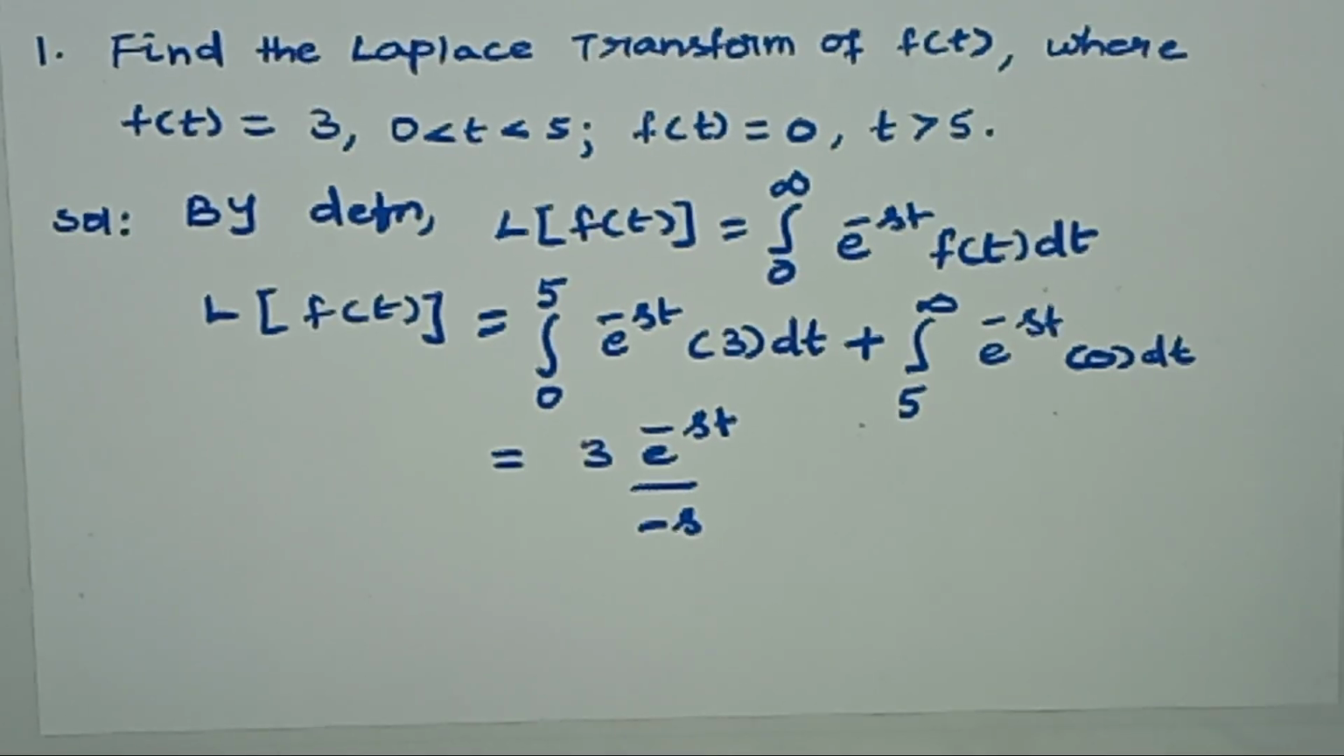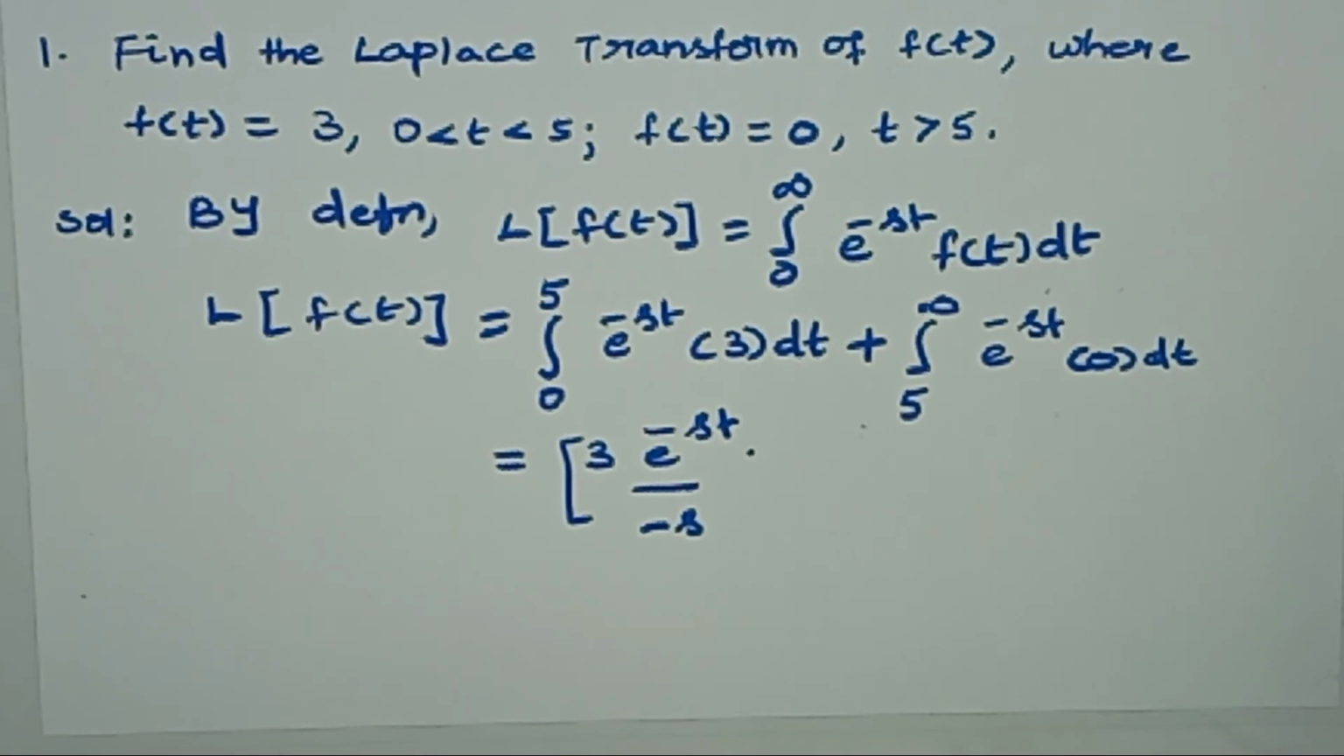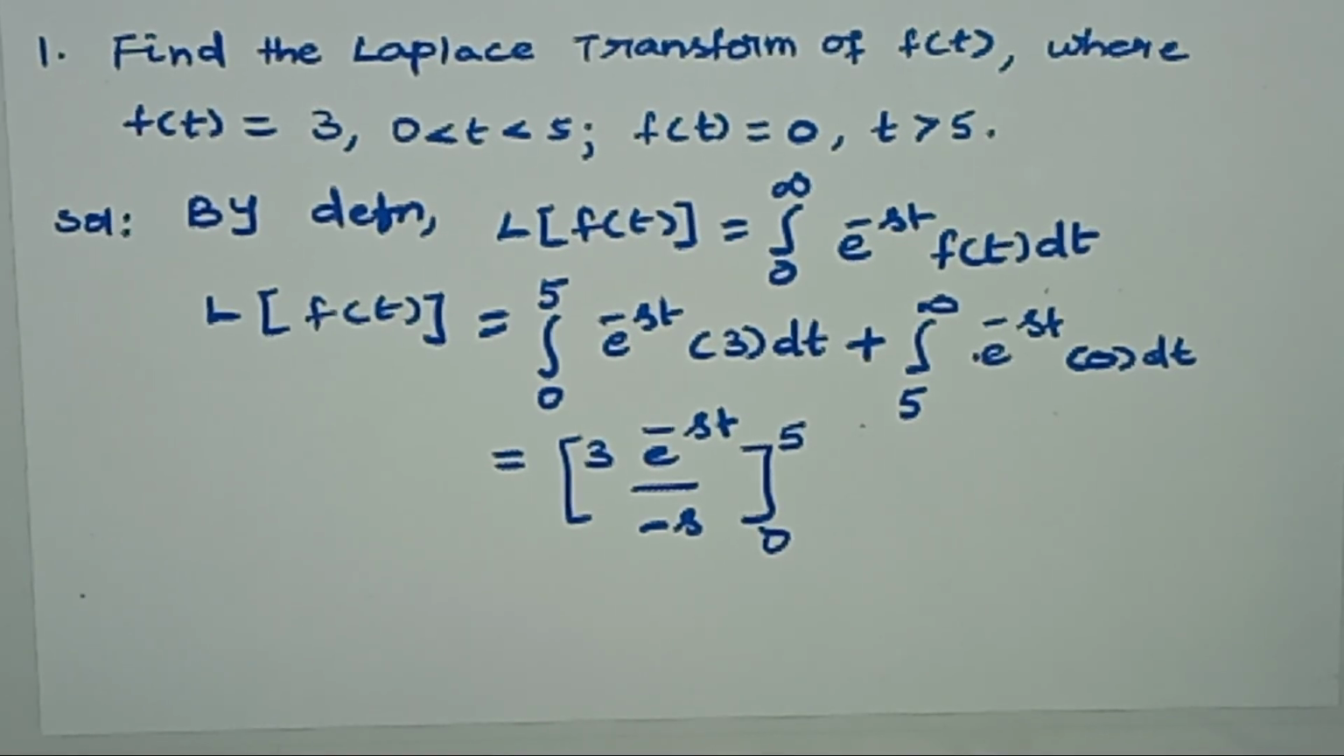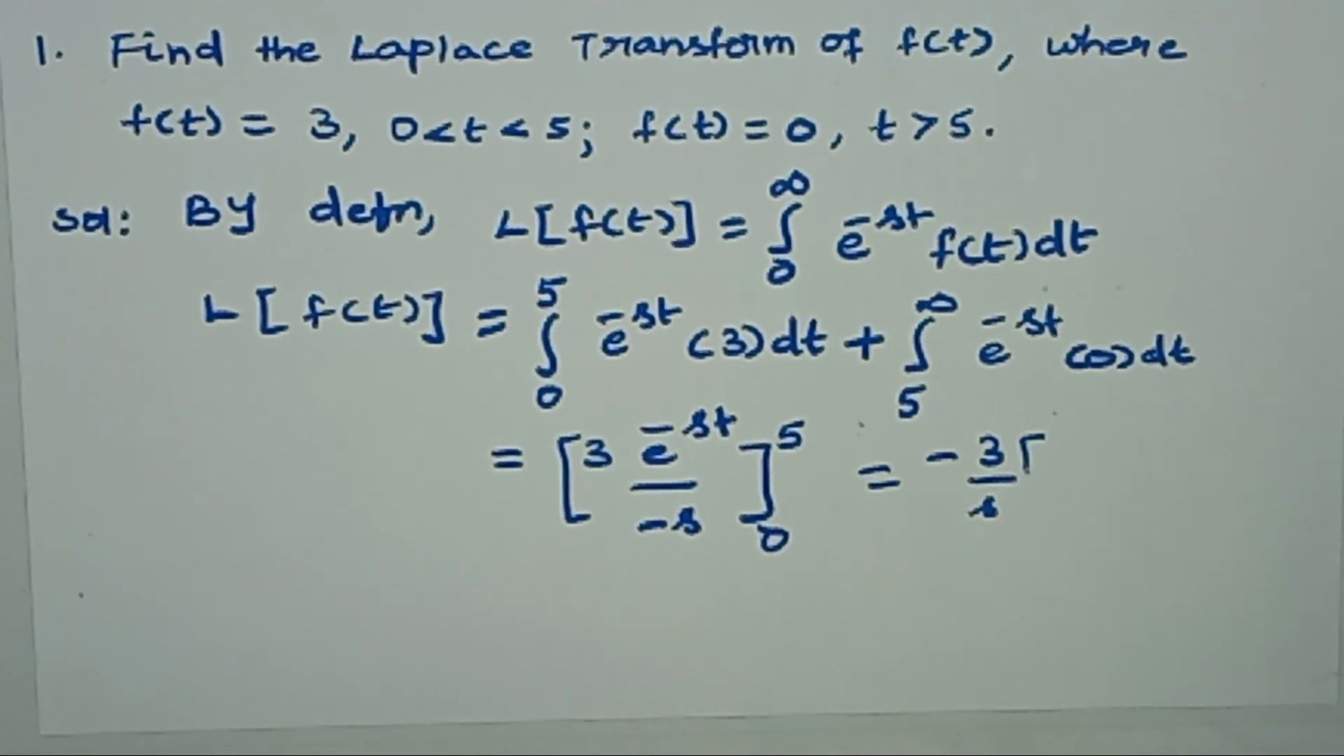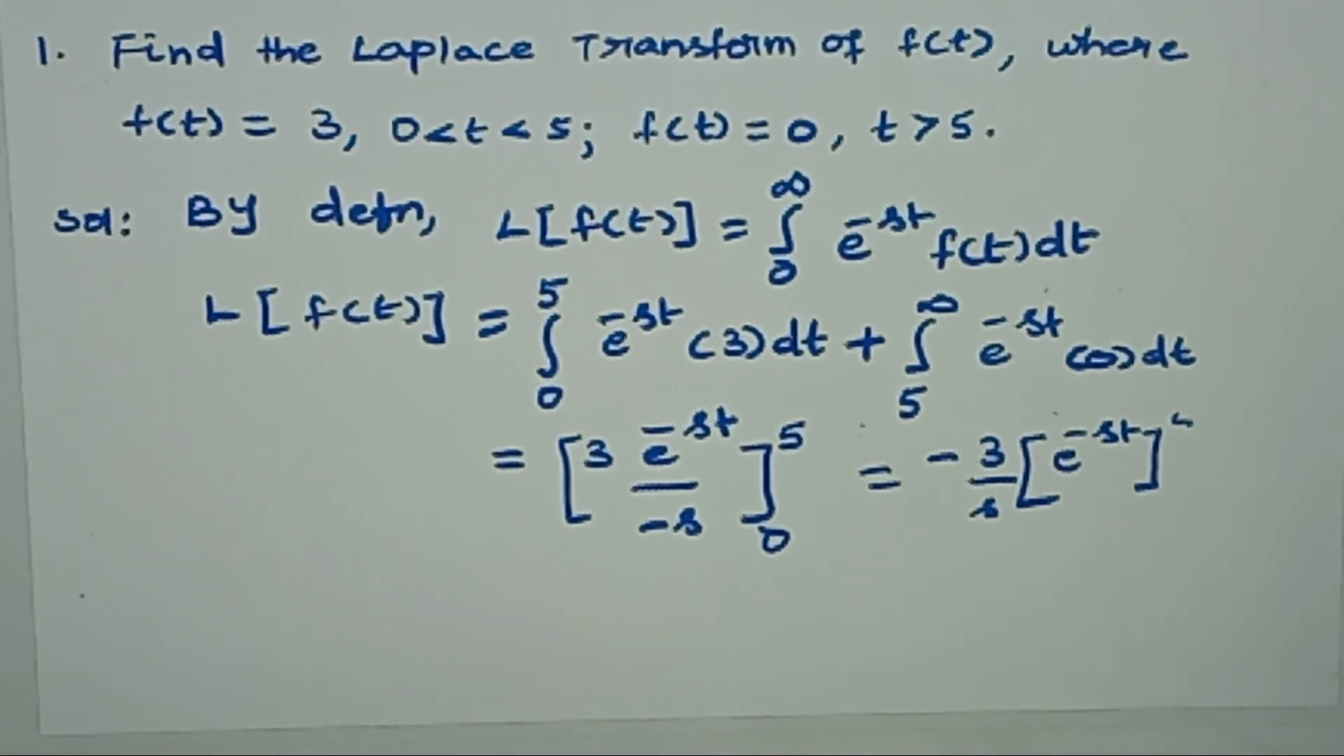Okay. Now we are going to substitute the limit values. What are the limit values? 0 to 5. Second part में क्या आएगा? 0. Okay. So now let us take this minus 3 by s outside. Then e raised to minus st, you have to substitute the values. Upper limit value 5 है और lower limit value 0 है.